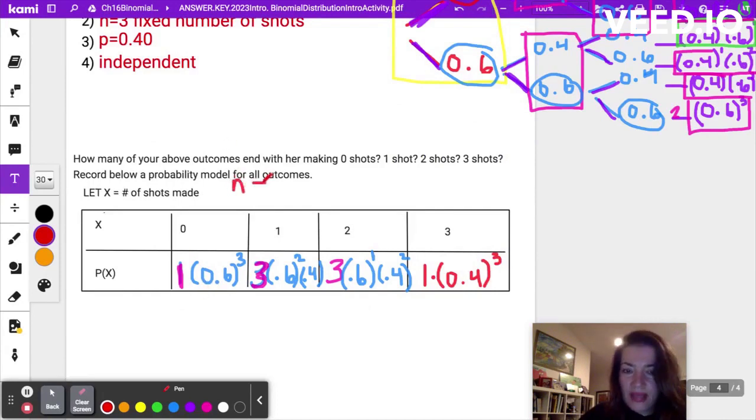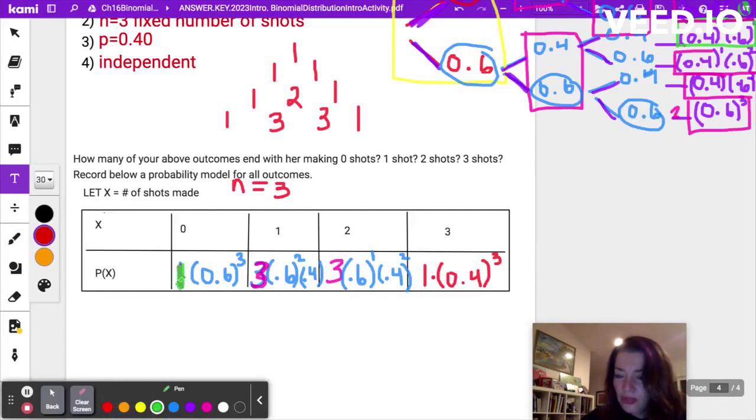Now, if you remember from Pascal's triangle, what I showed you in class, because our n equals 3, that means we are in the 3rd row of Pascal's triangle. I'm just going to recreate Pascal's triangle, just the first 3 rows. That means I start with a 1, I end with a 1. This will be the 2nd row. And if you look at the 3rd row, it is 1, 3, 3, 1. That corresponds to all possible outcomes for 3 shots. Now, to answer the question, how many of your above outcomes end with making 0 shots, 1 shot, 2 shots, 3 shots? So here is the possibility of all outcomes.